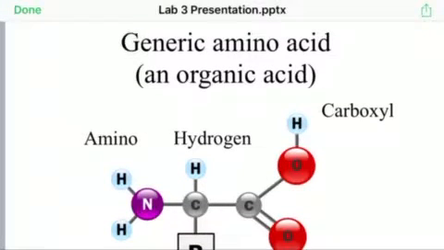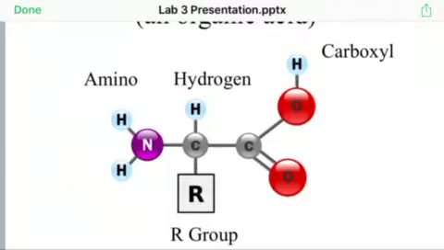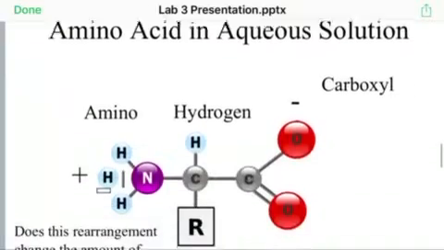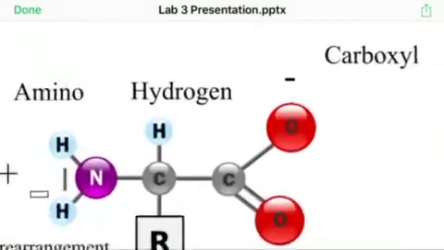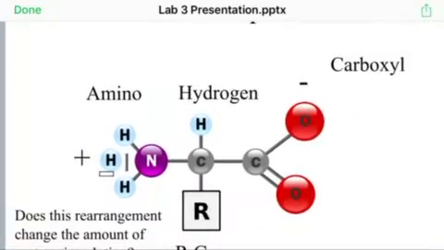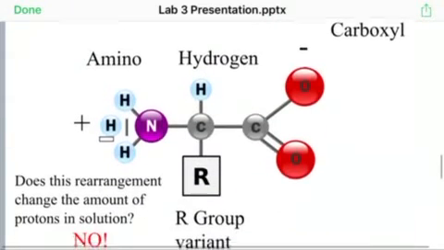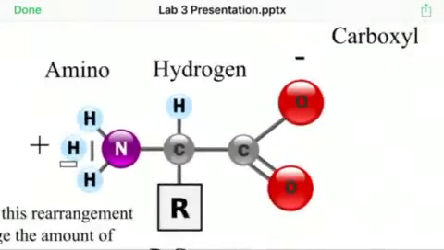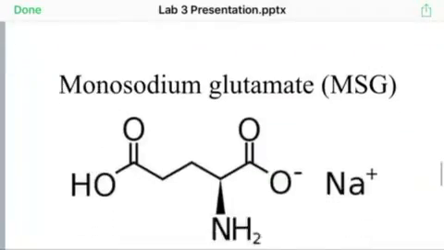So the buffer we're going to be using is based off glutamic acid, which is just an amino acid. Here's a generic amino acid in solution with all those waters, all the small negative and positive charges in this aqueous solution. This carboxyl group actually loses its hydrogen and it moves over here to the amino group. And now you have kind of this plus-minus molecule. So that means that this rearrangement didn't change the amount of hydrogens, or protons in this case, because they're just little H+. Because hydrogen went from here to here. It never was donated to the solution.